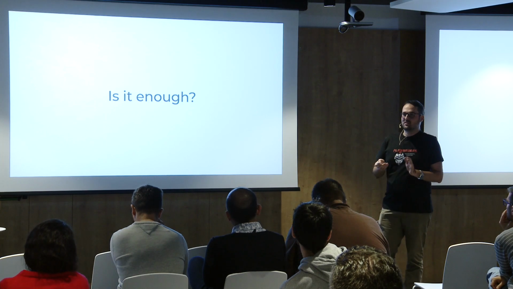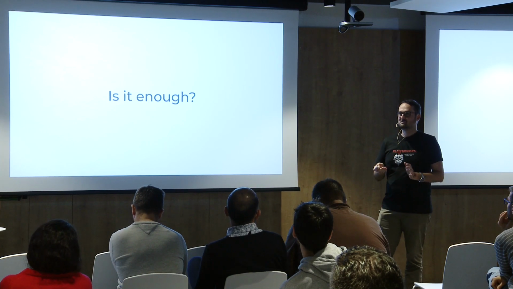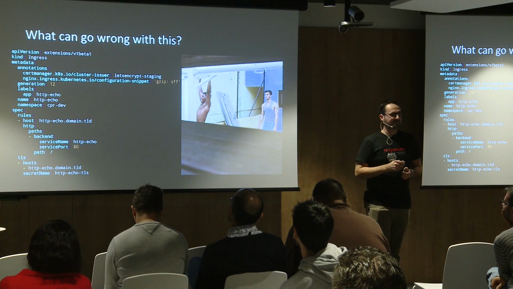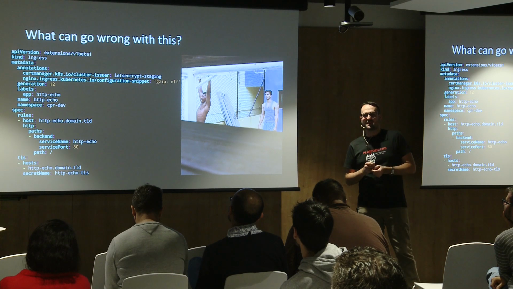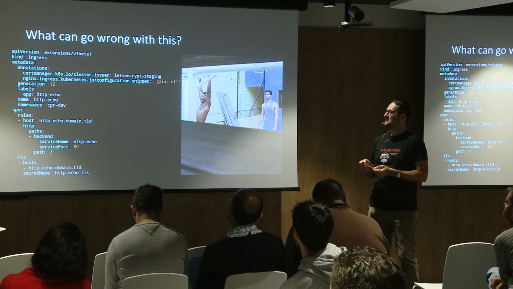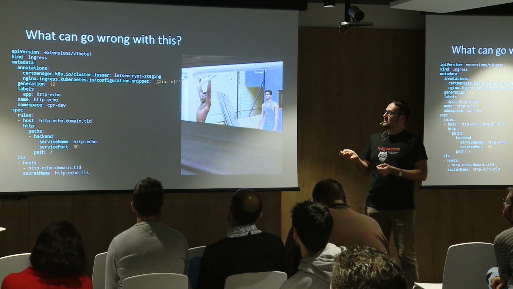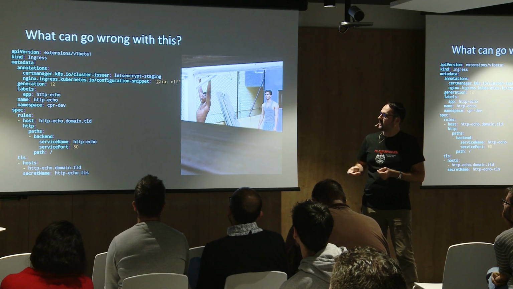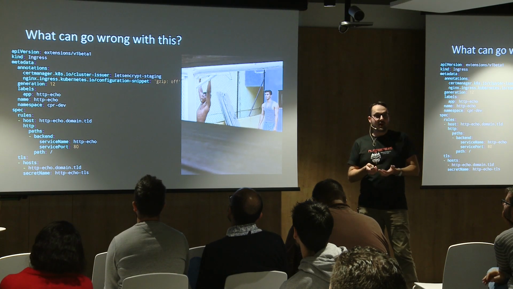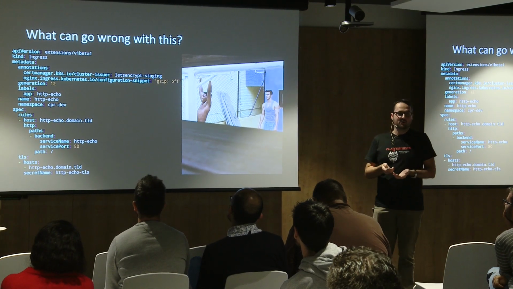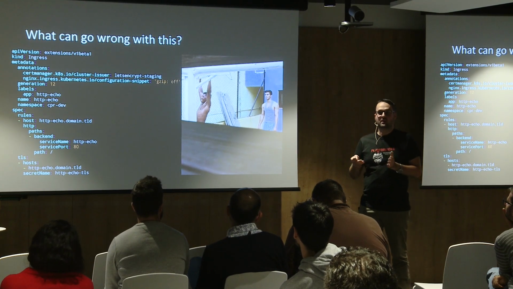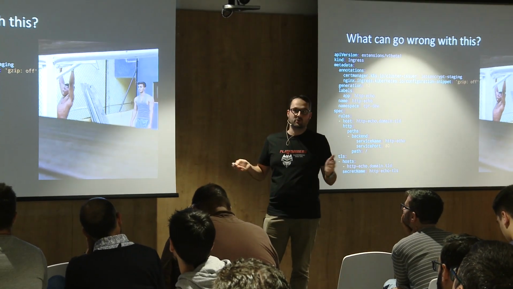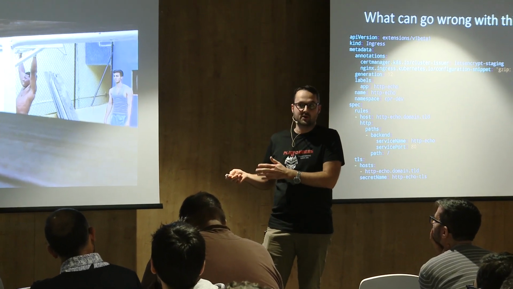Is this enough? Do you think this is enough? Yeah? Well, what can go wrong with this? Anybody has an idea? Well, in this case, basically, a user would deploy this ingress, and what would happen is that after a while, the ingress starts serving 503, no backend, or doesn't rely on the new ingresses.